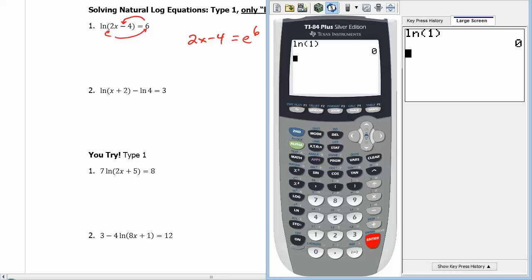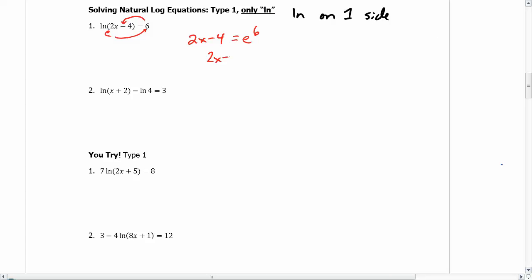Well, this you could find out in your calculator. The e button is either above the divided by, or it's above the ln. So we can do second ln, to the 6th power, hit enter, and we get 403.4. Now it's a simple linear equation where you have to add 4 to both sides. So we get 2x equals 407.4, and then divide by 2. And so we get x equals 203.7.